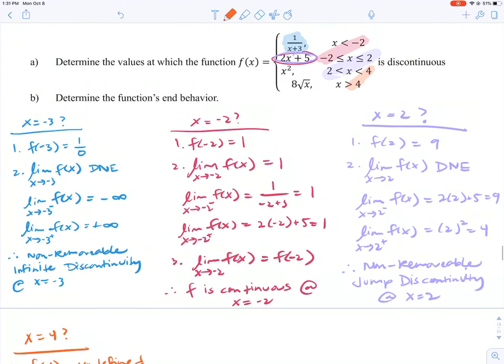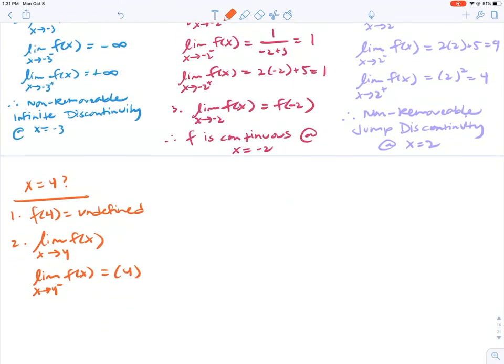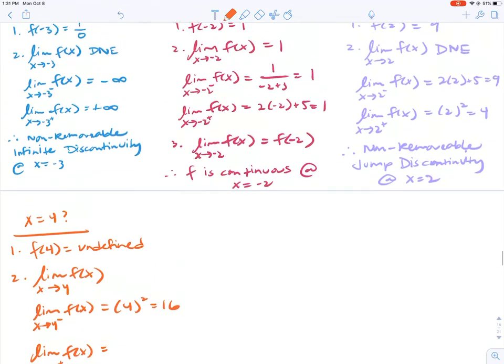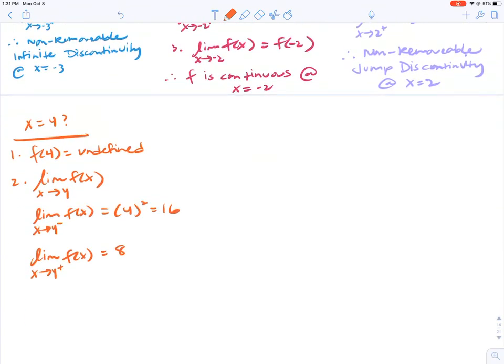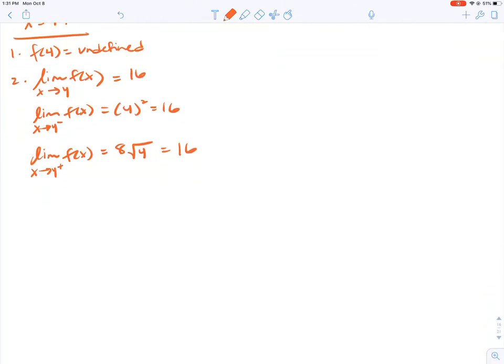Okay, the left-sided limit would be 16. The right-sided limit would also be 16. So the two-sided limit ends up being 16. However, the function's undefined. So we can actually say that there is a removable discontinuity at x equals 4.